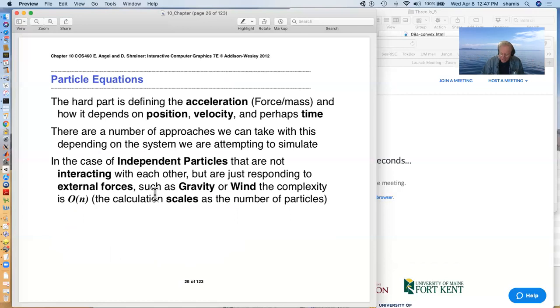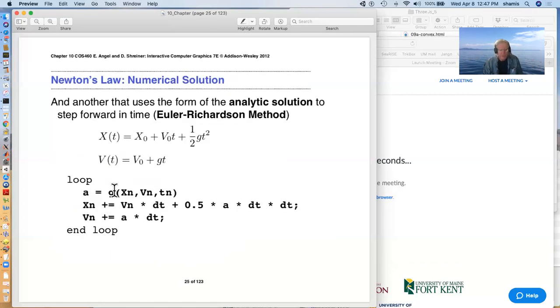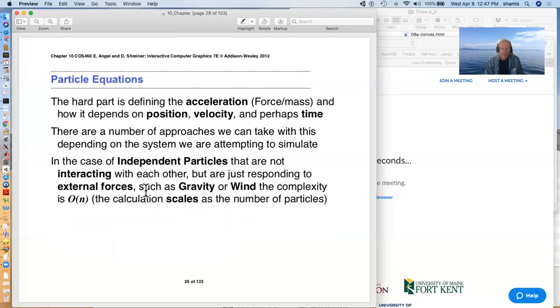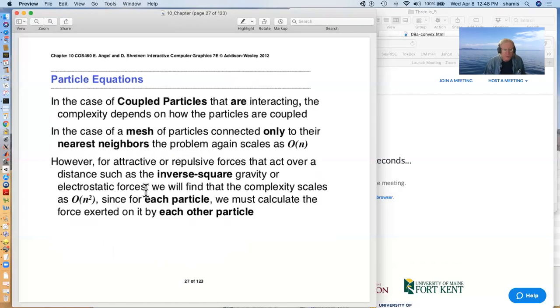Now, in any of these methods, the hard part is defining that g function, the acceleration, how it depends on position, velocity, and time. With independent particles that are not interacting with respect to each other, but are just responding to gravity or wind blowing on them, the complexity is order n. The calculation scales as the number of particles.